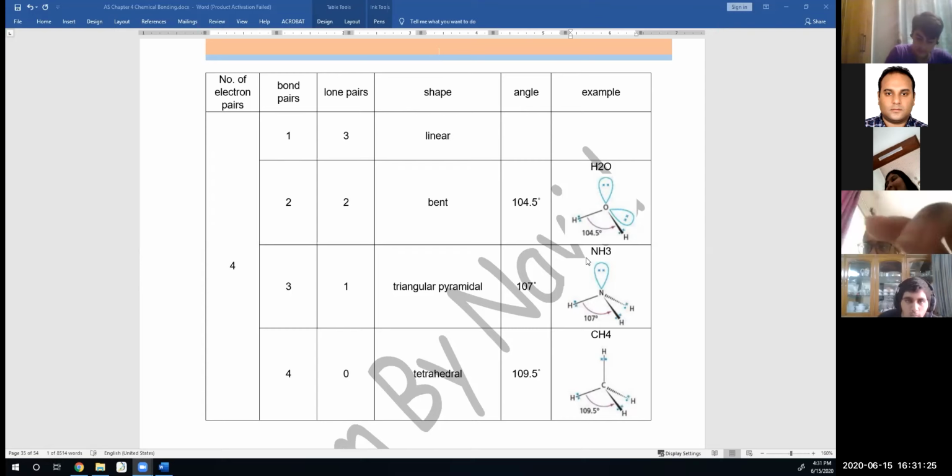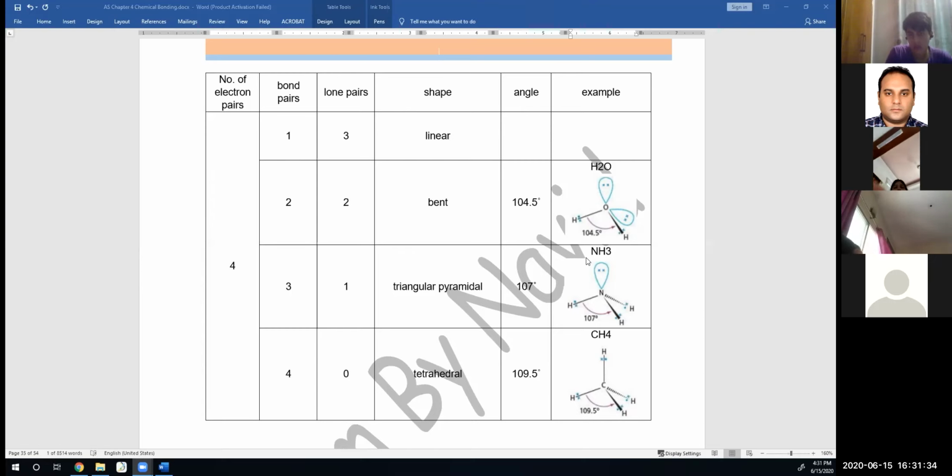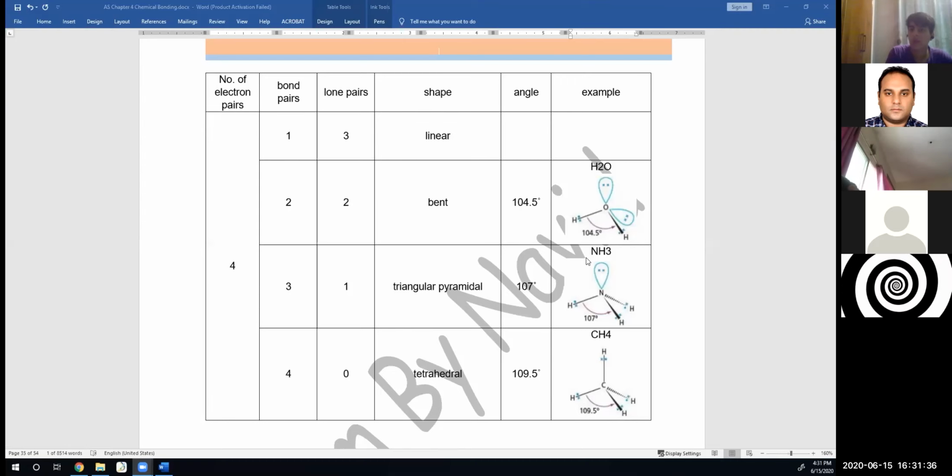Sir, what is the difference between triangular pyramidal and triangular planar? Acha, so planar means they are equally repelled by each other.